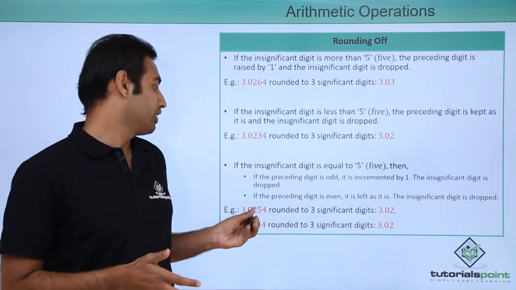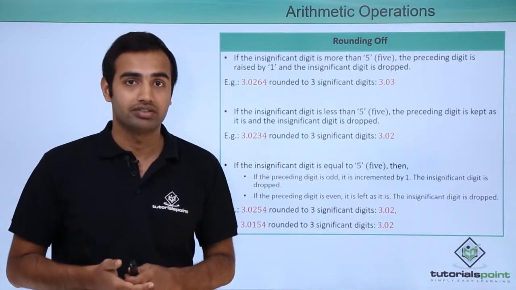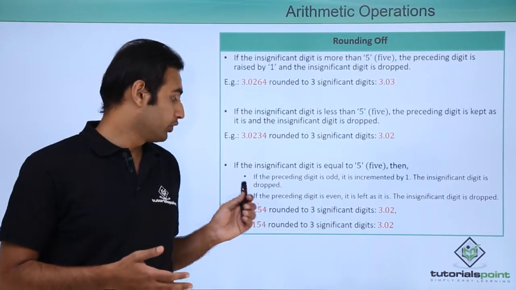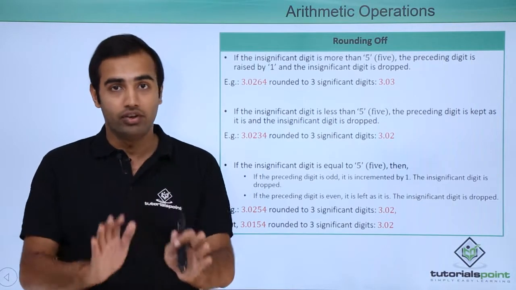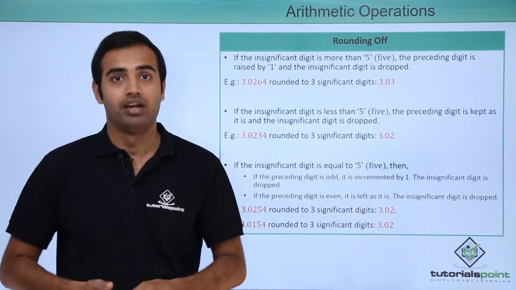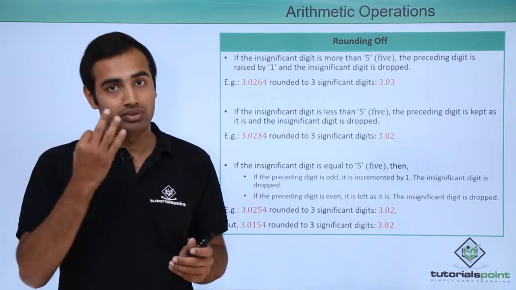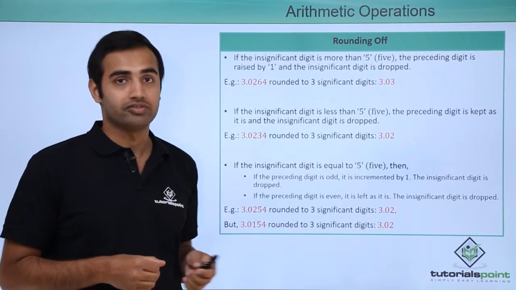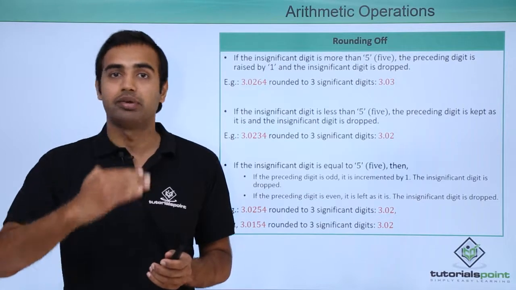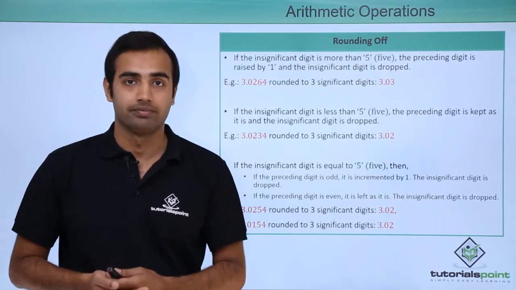Let's say I have the number 3.0254, the doubtful number happens to be 5 as you can see over here. Now, if I drop this number 5 off, the preceding digit is clearly even and will not be affected. The final result will simply come out to be 3.02. However, if my number is 3.0154 rounded off to 3 significant digits, the doubtful number is 5. That will be dropped, but the preceding digit is odd and has to be incremented by 1. The final result happens to be 3.02 in that case as well.